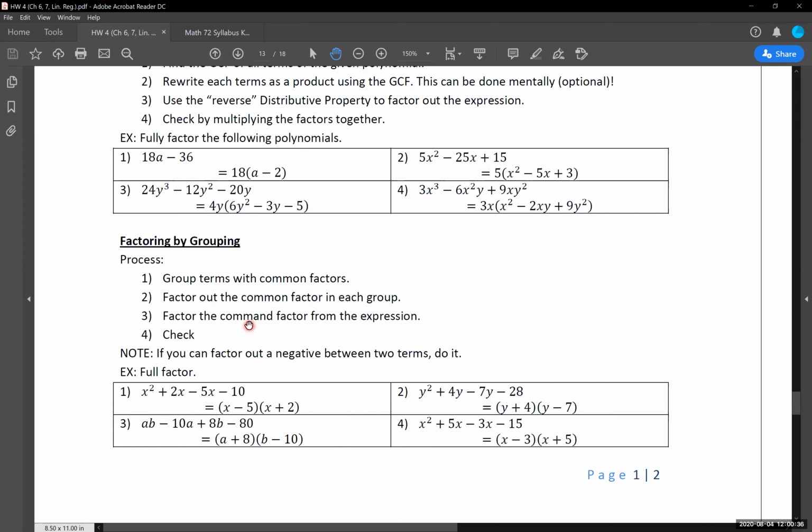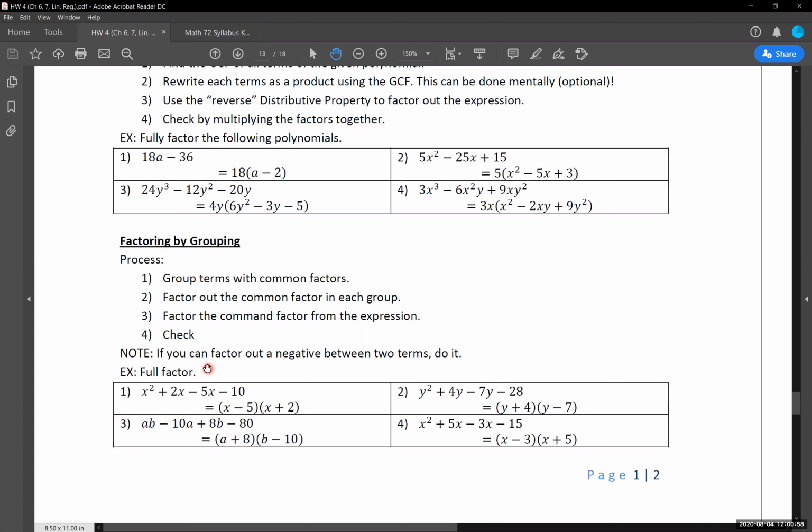Factor the common factor from the expression. Should be common, not command in there. So we're basically doing factoring by grouping. It ends up basically doing that twice. And when we do that, we're going to then check our answer by multiplying everything through if we want to make sure we have the correct final answer.